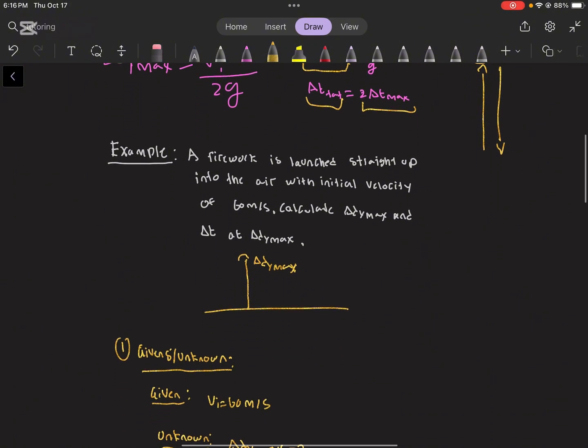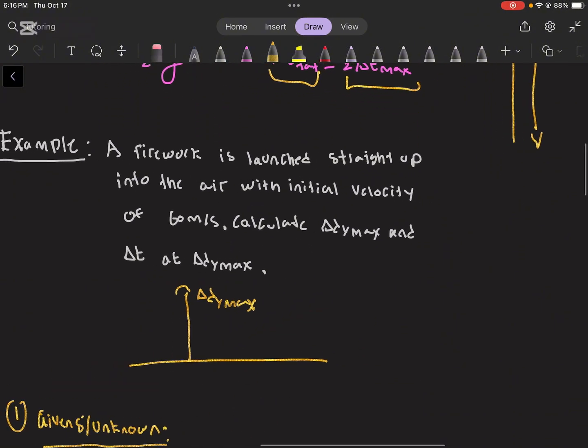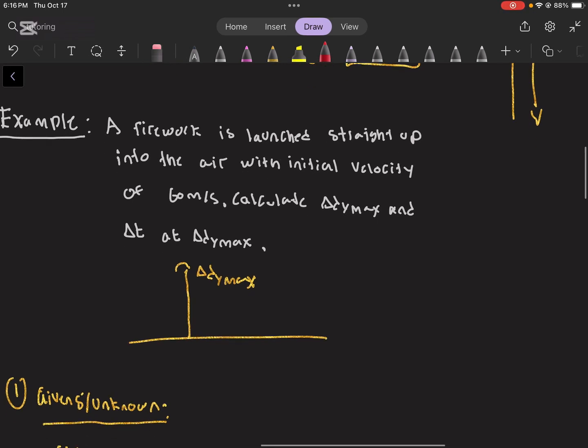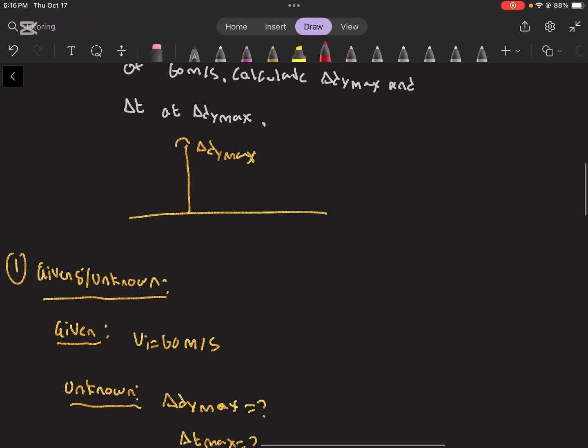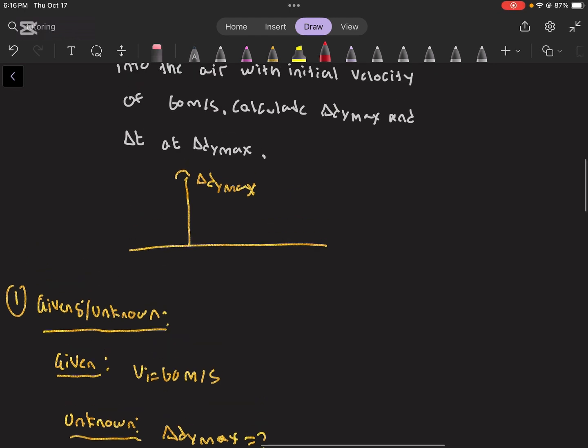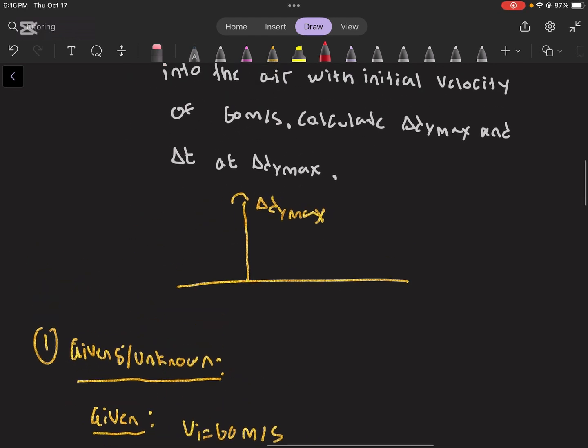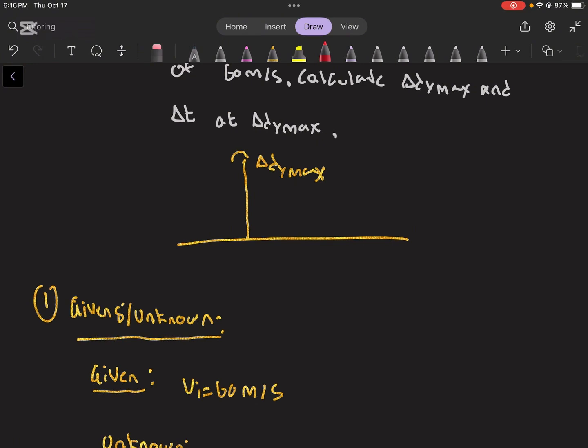So let's get right into the example for this one. A firework is launched straight up into the air with initial velocity 60 meters per second. Calculate delta dy max and delta t at dy max. Again, let's draw a diagram. This one is a pretty simple diagram, but it's always important to draw a diagram so you can visualize the problem. So we've drawn a diagram here and labeled what we need.